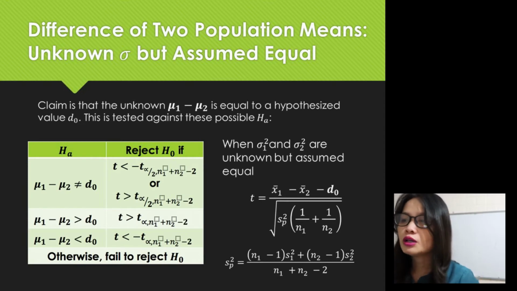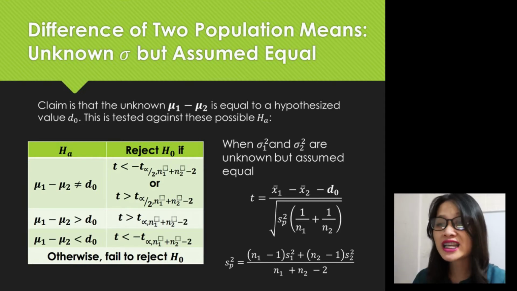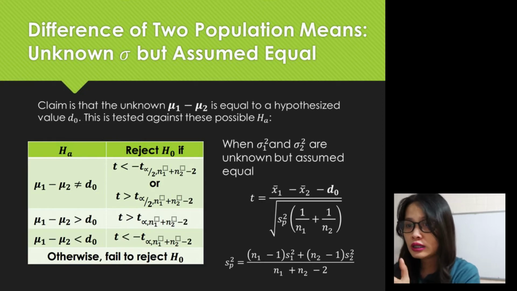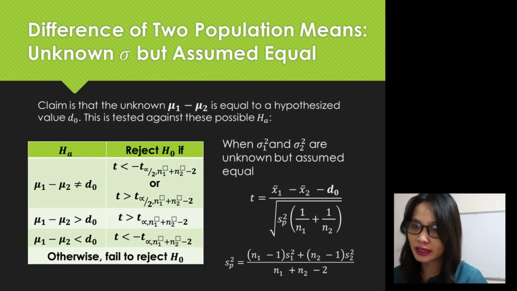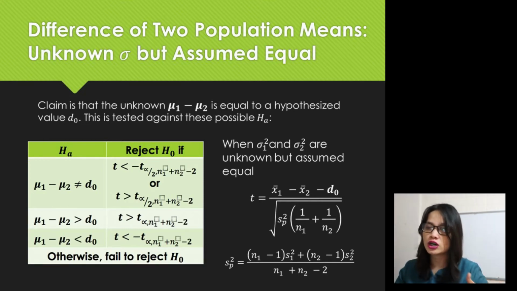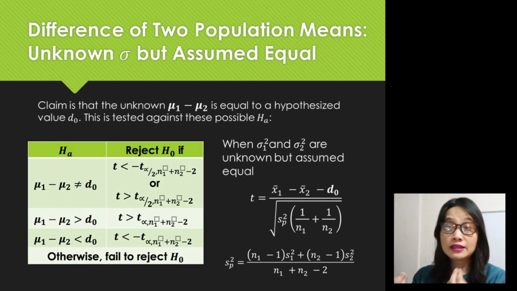Now, when your variances are unknown but assumed equal, we need to apply this formula in determining the t-value. Again, take note of the condition. When your population variances are unknown but assumed equal, you need to determine the t-value using this formula.